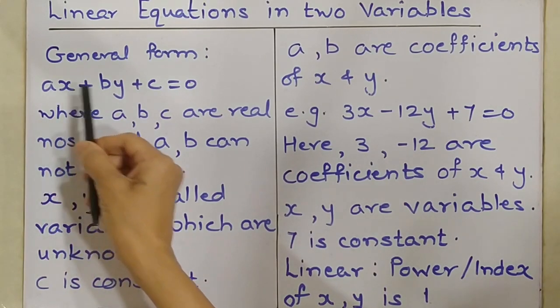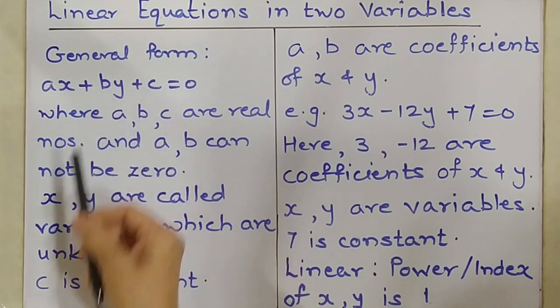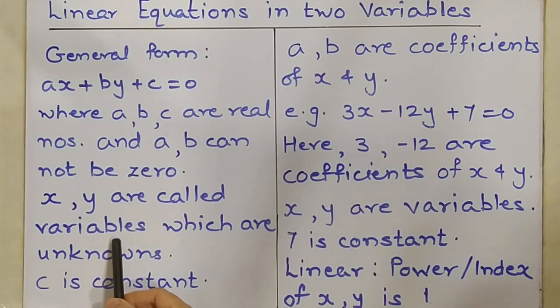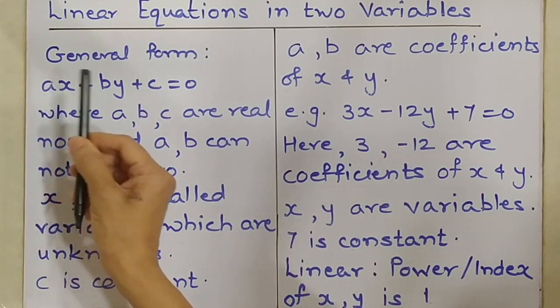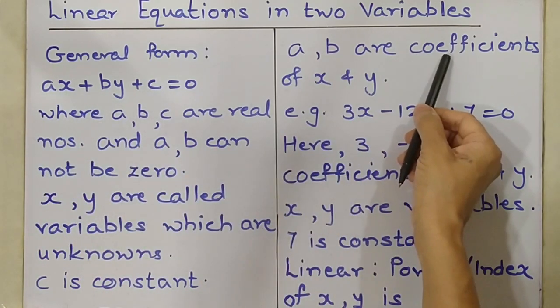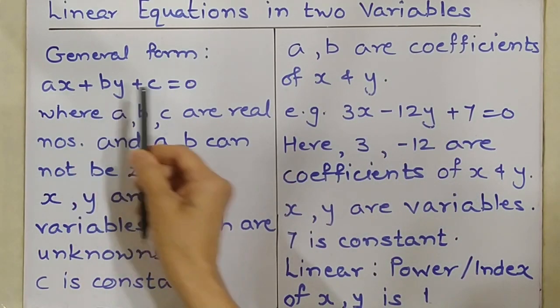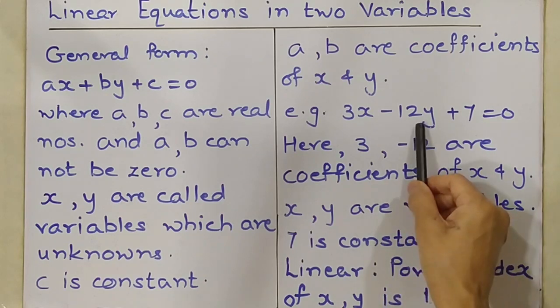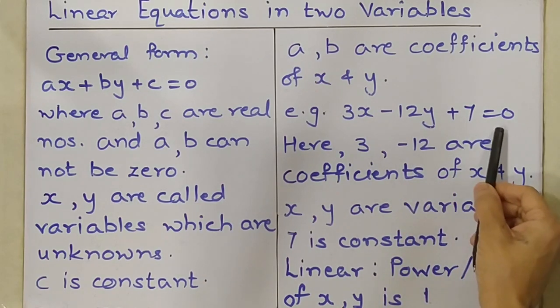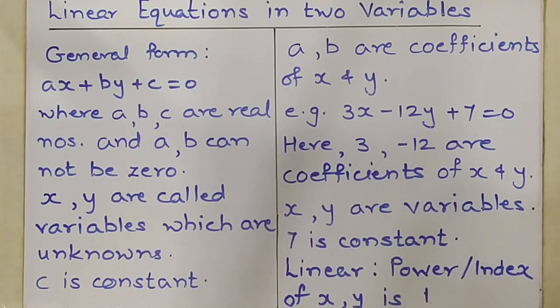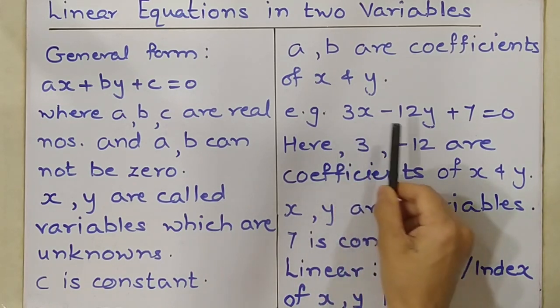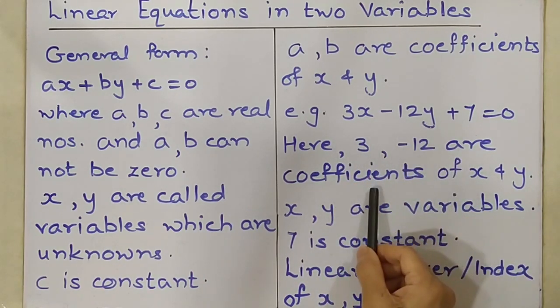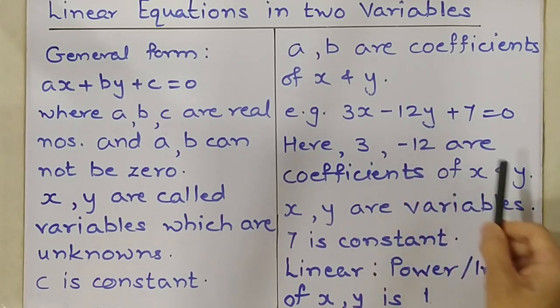Here x and y are unknowns. They are called variables. c is a constant. a and b are coefficients of x and y respectively. For example, we'll consider the equation 3x minus 12y plus 7 is equal to 0. Here 3 and minus 12 are coefficients of x and y respectively.